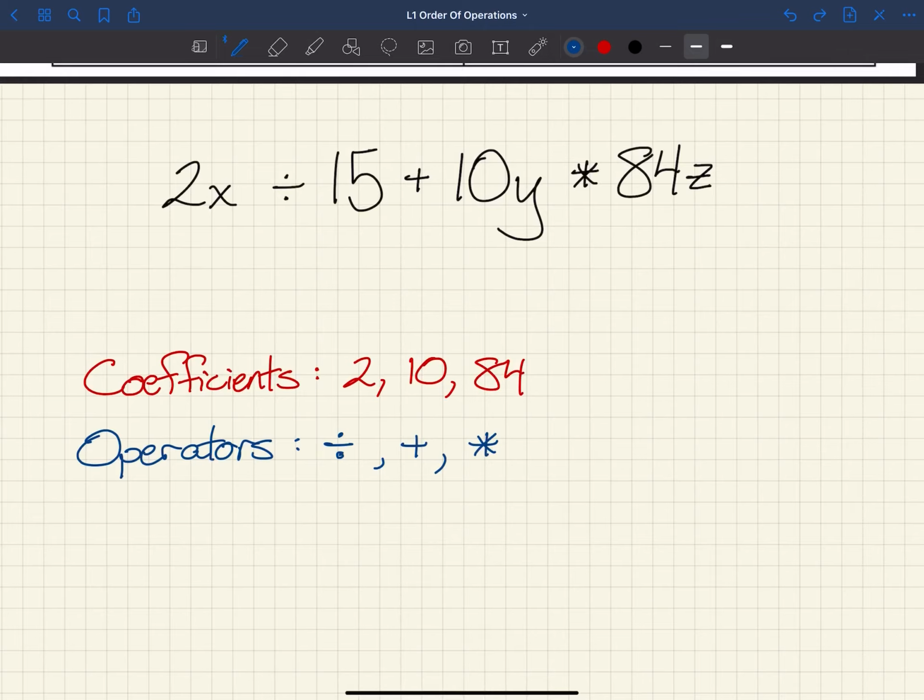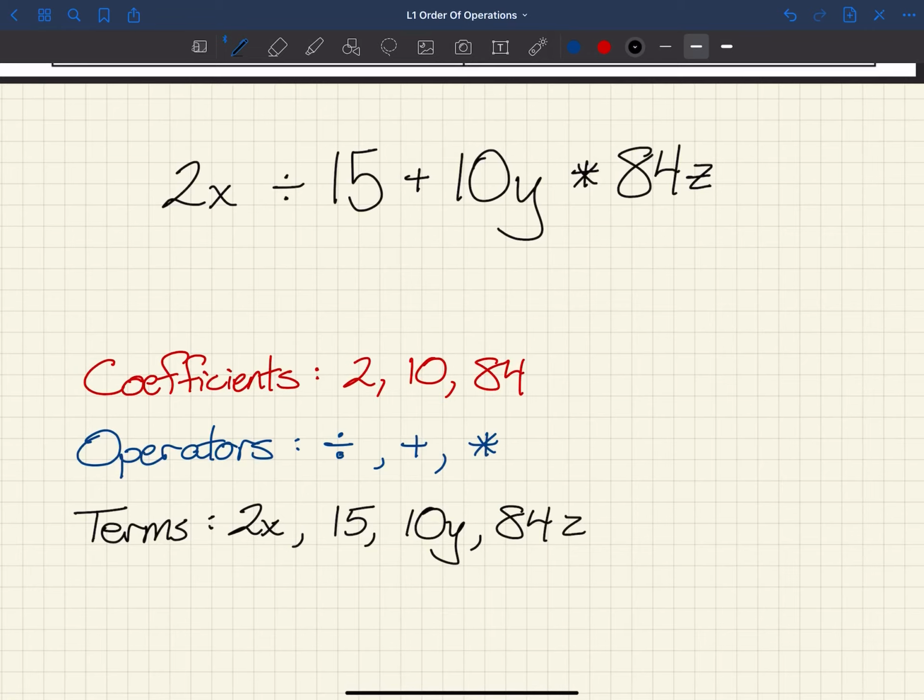All right, something a little bit different. Let's talk about the terms, right? So again, pause for a sec. Think about what the terms might be. Right. The terms here are 2x, 15, 10y, and 84z. Right? Those are the terms because they are just like the chunks, right?